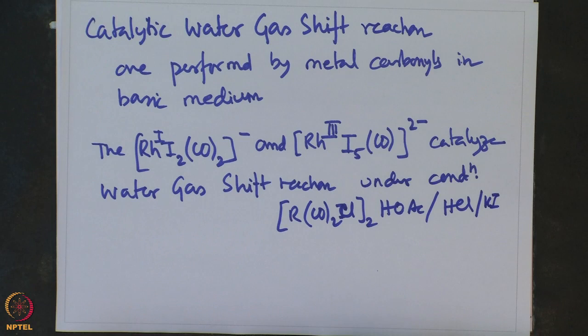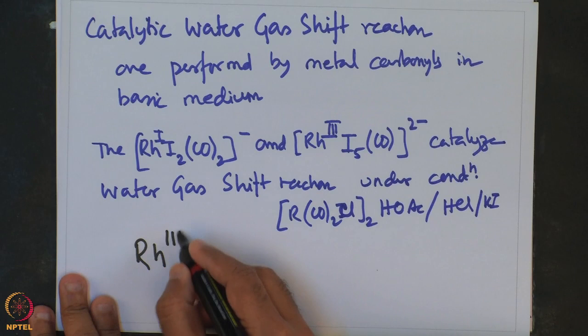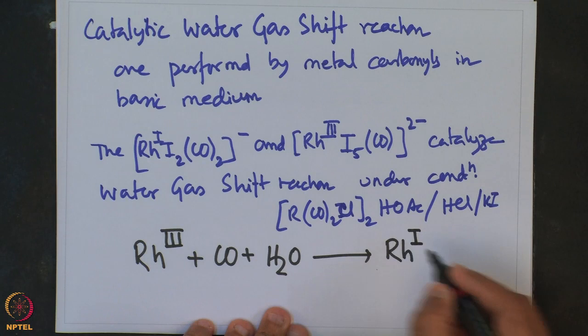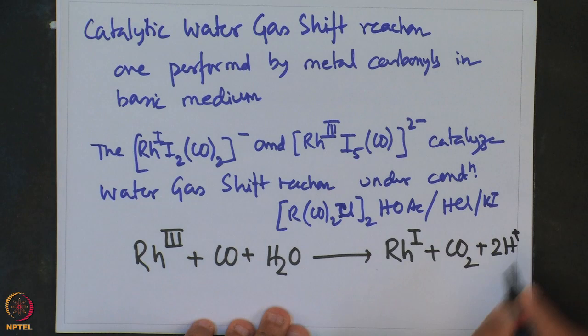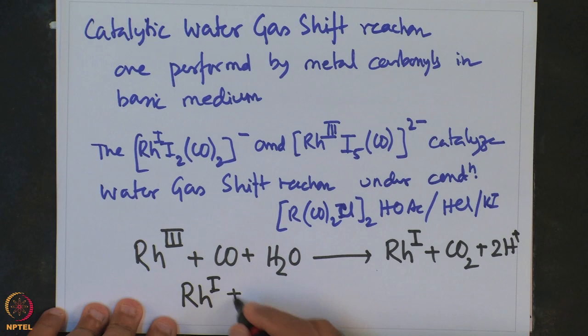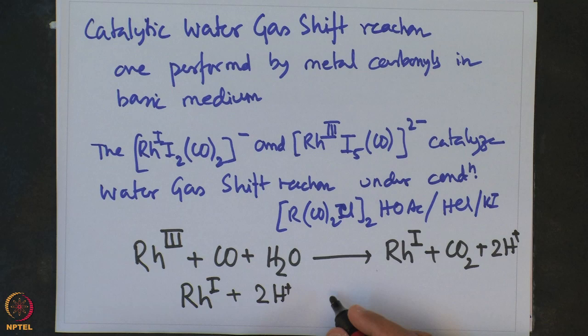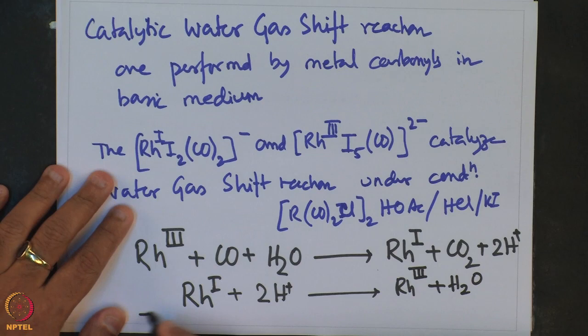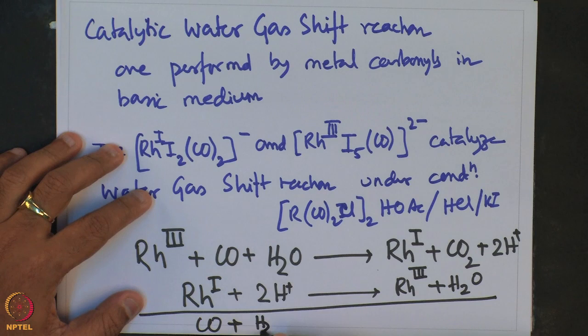The reaction is given as follows: rhodium 3 plus CO plus H2O giving rhodium 1 plus CO2 plus 2 H plus, and rhodium 1 plus 2 H plus giving rhodium 3 plus H2. So, the overall net reaction can be written as CO plus H2O giving CO2 plus H2.